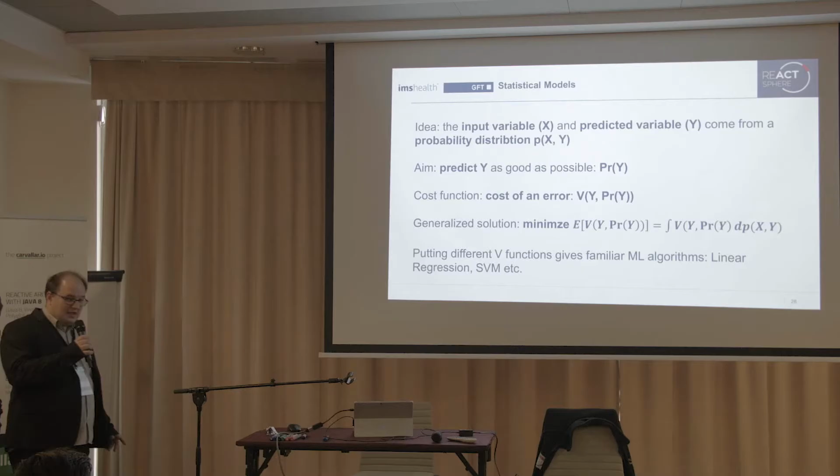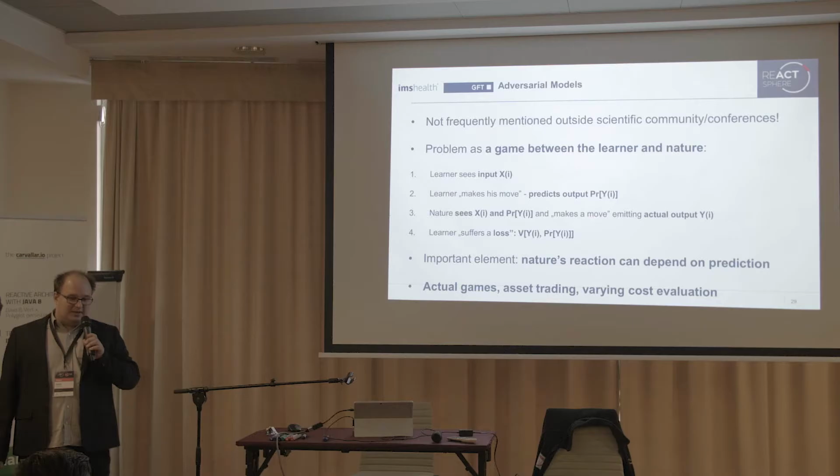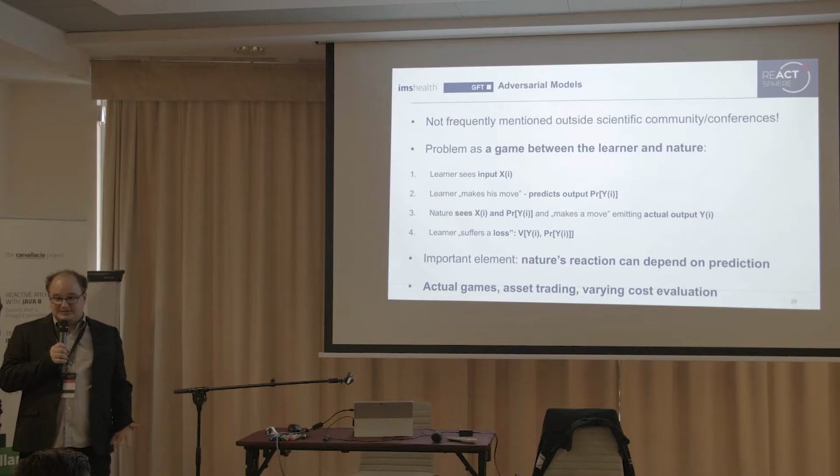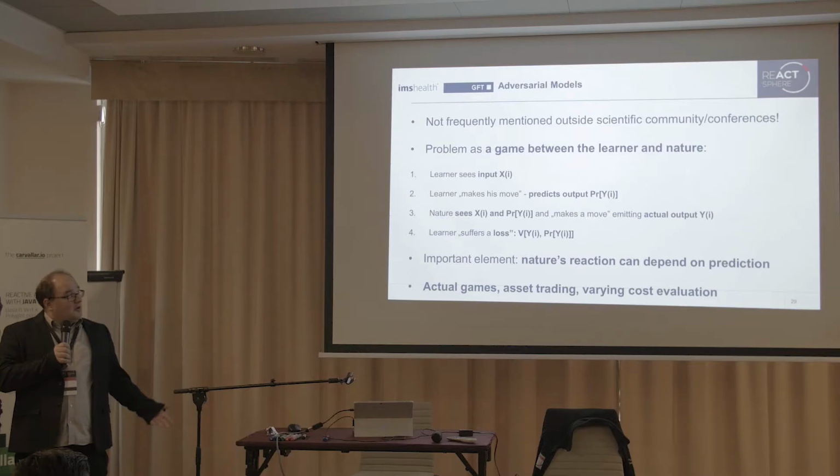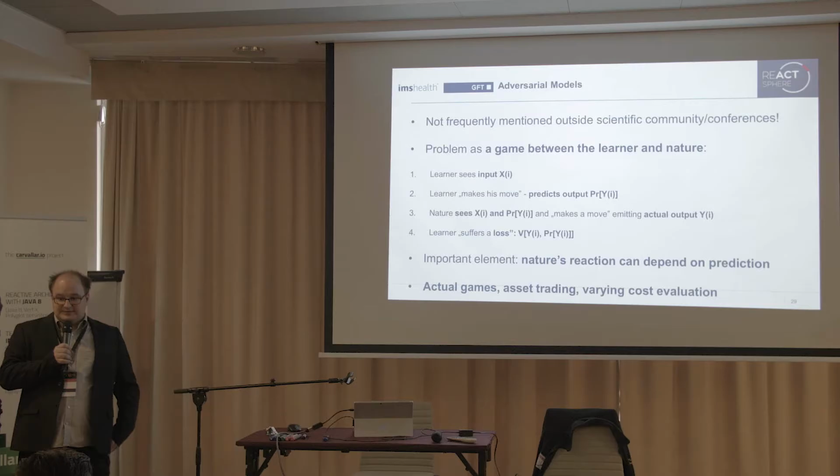Now, adversarial models are a bit different in the way that they treat the learning process differently, meaning that it is envisaged as a game of two players. One is the learner, or us, and the other is, let's say, nature, or just an opponent. And the game goes like this. When the learner gets the input X, he makes his move by predicting Y and emitting that prediction. And then the opponent sees your prediction, sees X, and emits the actual value of Y.